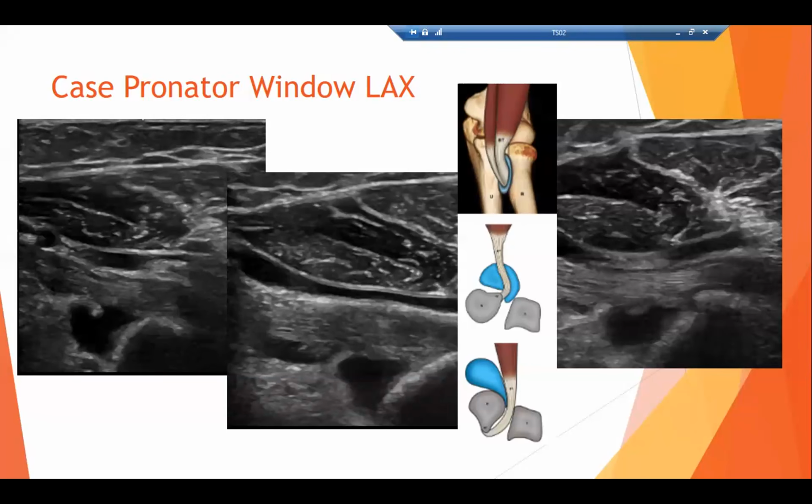And you're saying space between the radius and ulna there? Correct. Between the radial tuberosity and the ulna. Yep, exactly.